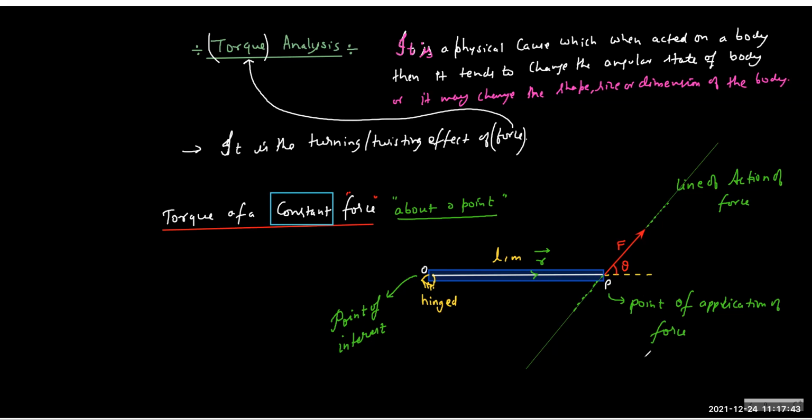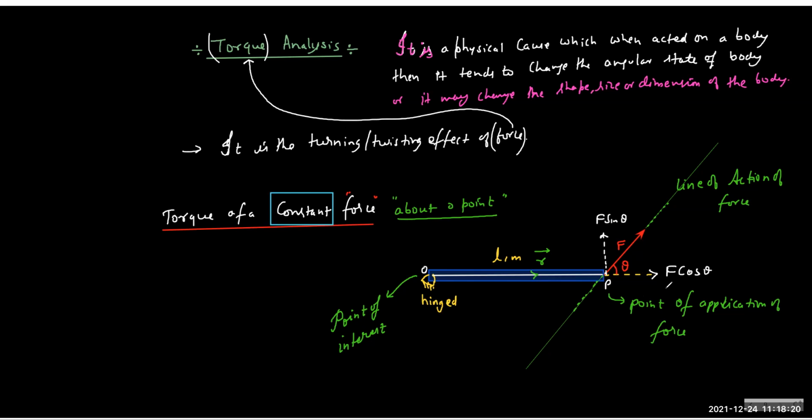Understood? So we have the point of interest, the point of application of force, the line of action of force, and the R. I want to understand the turning ability of this force about the point O. So we can resolve the force into two components, one along the R, which is F cos theta, and the other F sin theta.